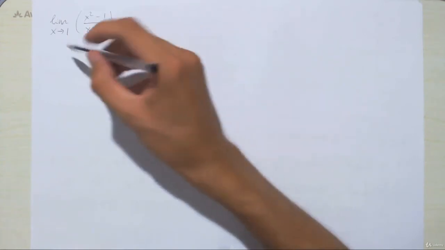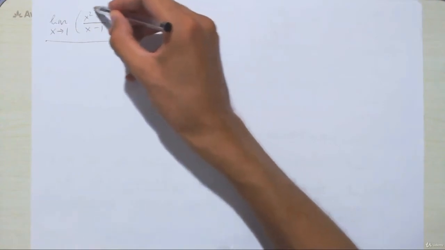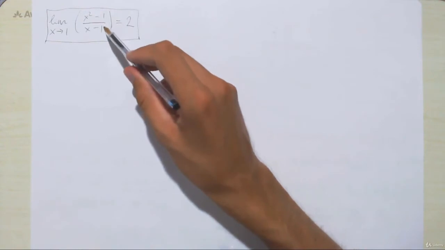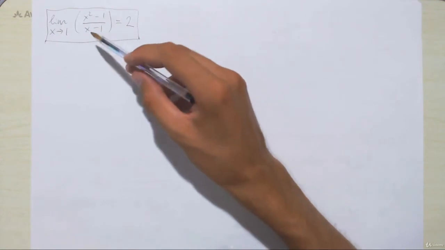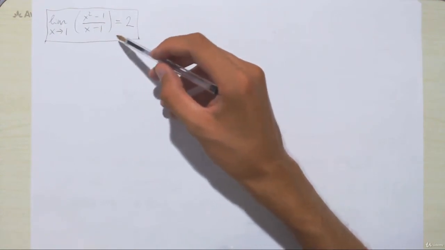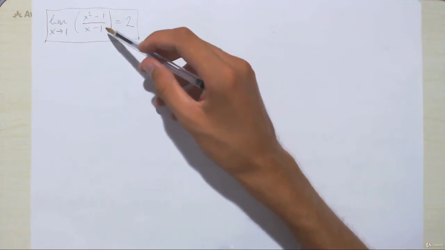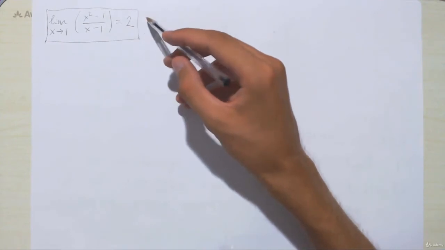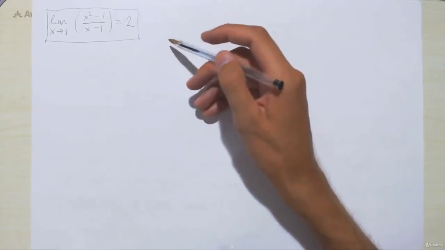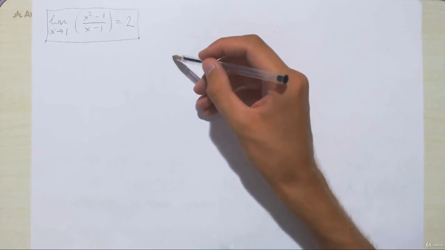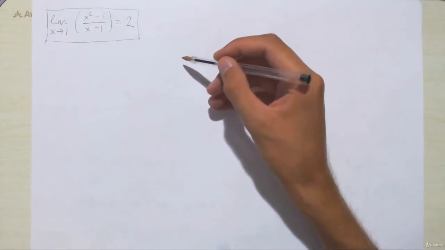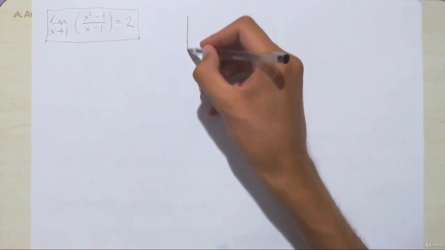This mathematical language, if you translate it into English, means: what does this function approach from both sides, from left and right, as x approaches 1? And this function approaches 2. Now, sometimes you can have a situation where from one side you approach one value and from another side you approach another value.